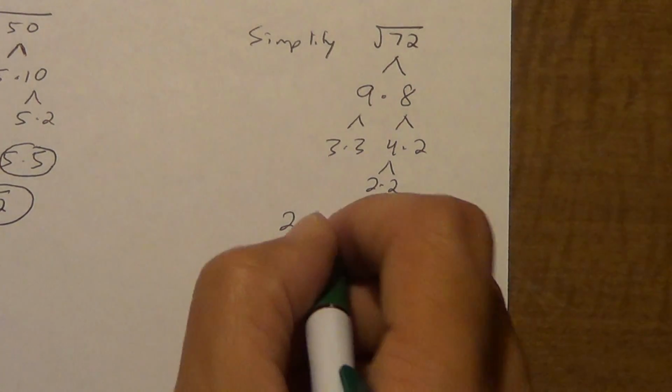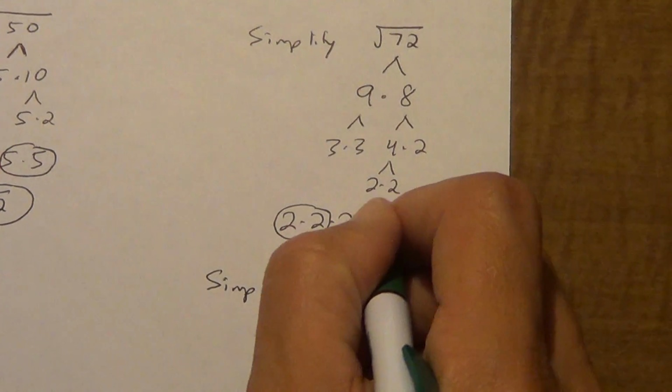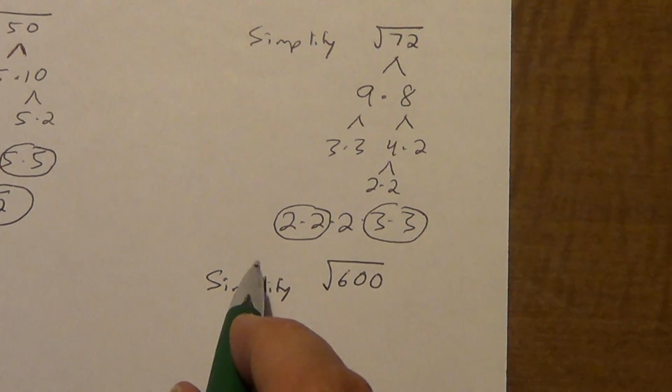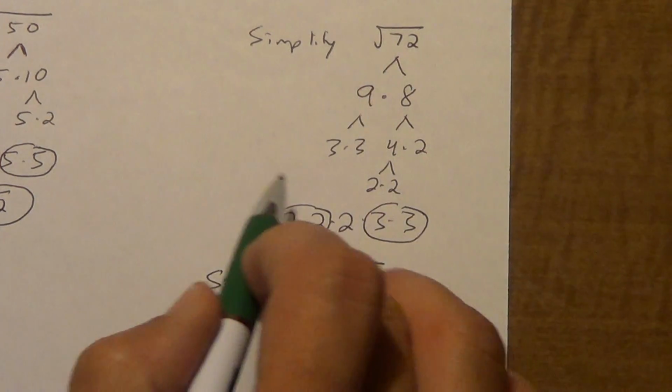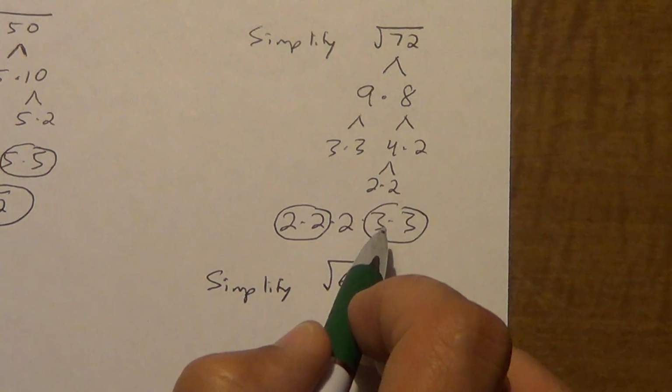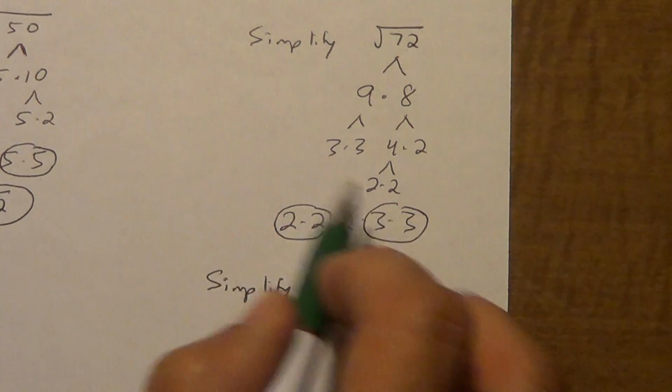Now we're looking for pairs. 2 and a 3. They go outside. This is like saying 2 times 2 is 4. We know the square root of 4 is 2. 3 times 3 is 9. The square root of 9 is 3. So we pull a 2 out, we pull a 3 out.